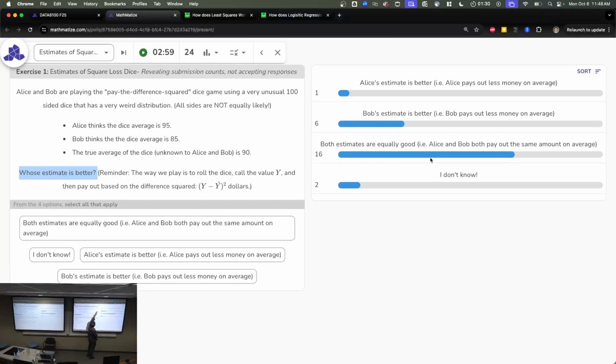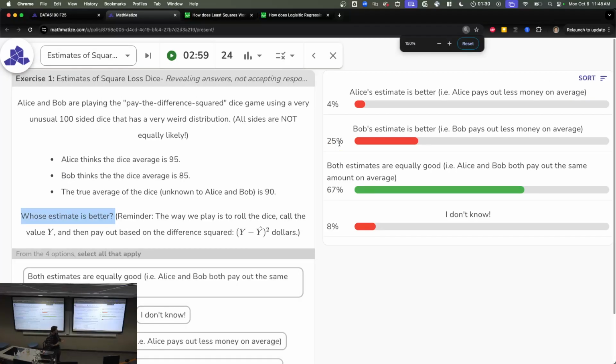One person said Alice, 6 people said Bob, but 16 out of 24 people said they are equally good, and equally good is the right answer. So why is it equally good? You might say, hey, there's not enough information to do this problem because we know the average is 90, but maybe the dice has some weird skewed distribution where the average is 90, but sometimes it comes up 1, and sometimes it comes up 100, and it could have any weirdo distribution. So maybe it depends on the distribution.